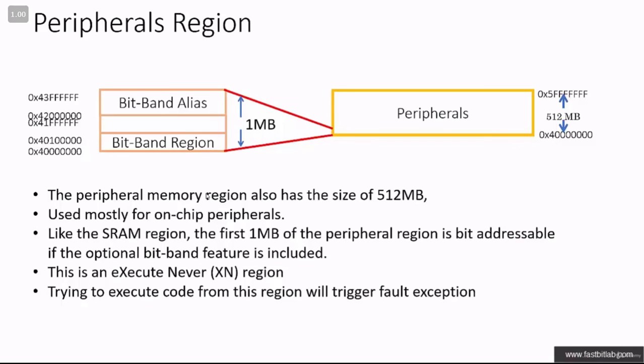Like the SRAM region, the first 1 MB of the peripheral region is also bit addressable. And this is an execute never region. That means you cannot execute code from this region. Trying to do that will result in a fault exception. Basically, this is to prevent code injection attacks. Someone can transmit code through a peripheral and make the processor execute that code. To prevent such attacks, the peripheral region is usually an execute never region.